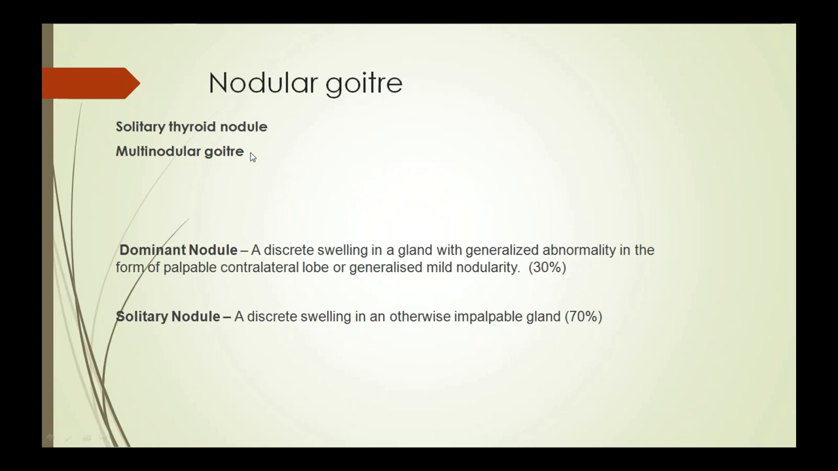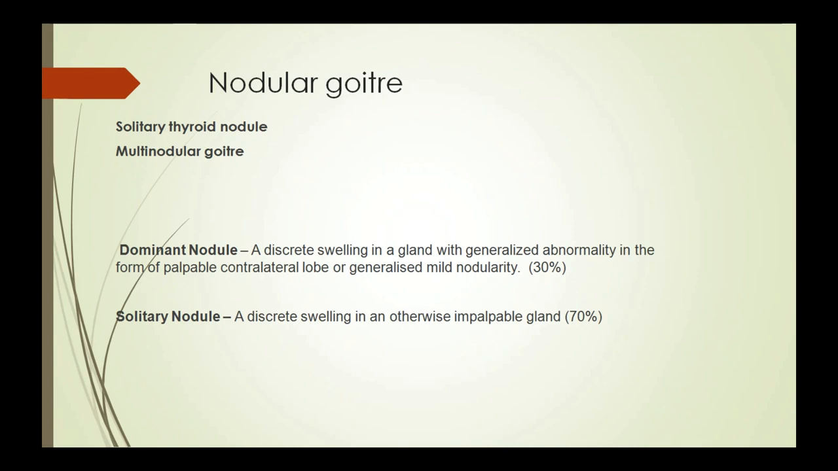Okay. We mentioned that goiter could be diffuse or nodular. Nodular again can be solitary thyroid nodule or multinodular goiter. Now, what is a dominant nodule? It is a discrete swelling in a gland with a generalized abnormality in the form of a palpable contralateral lobe or generalized mild nodularity. And what is a solitary nodule? It is a discrete swelling in an otherwise impalpable gland.